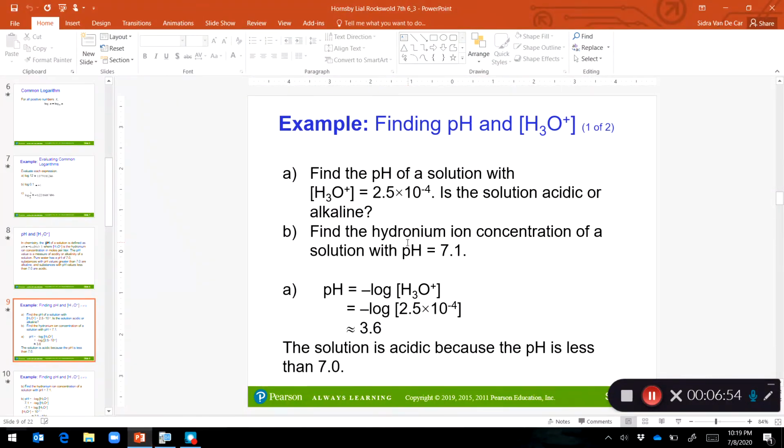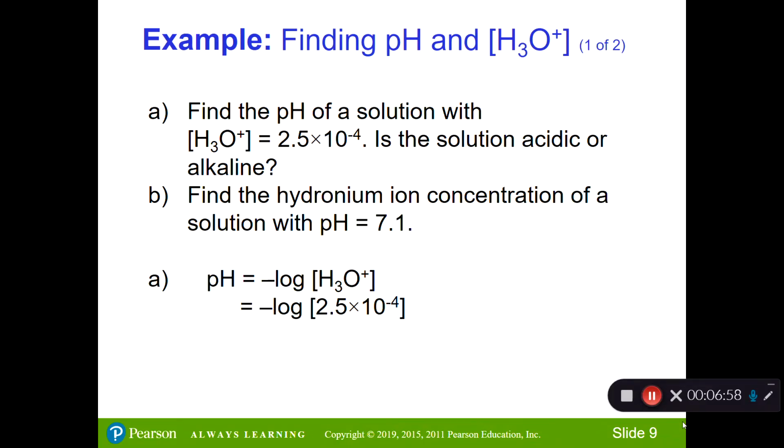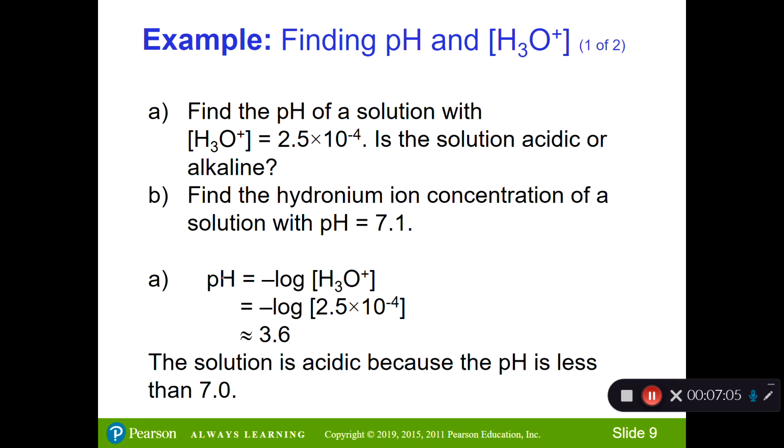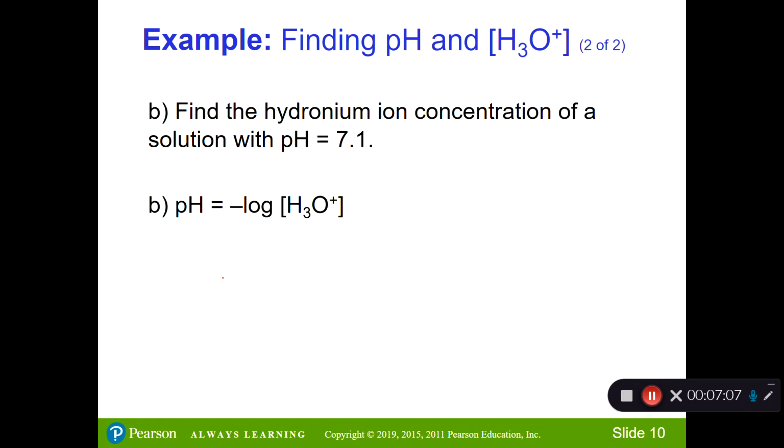Now let's look at the second one. I want to find the hydronium ion concentration of a solution with a pH of 7.1. Notice in my formula, the pH is the 7.1, so the 7.1 goes on this side of the equation. So we would say 7.1 equals negative log. Now, remember this is a log base 10, so 10 raised to the exponent 7.1 equals what's inside the log.